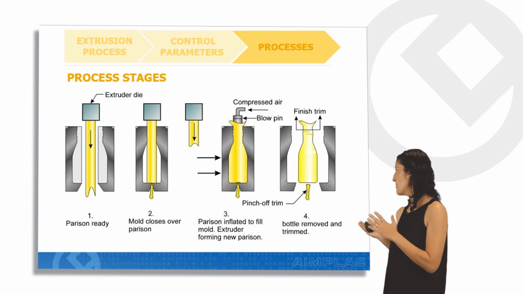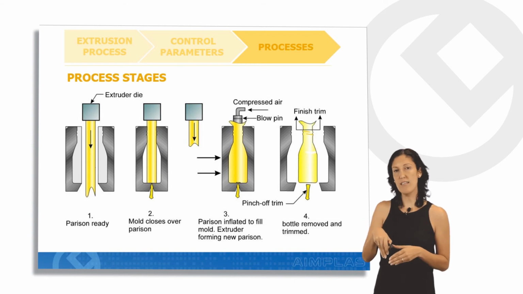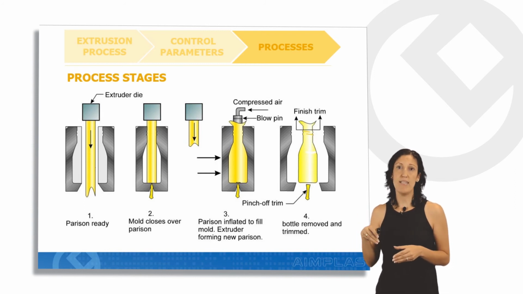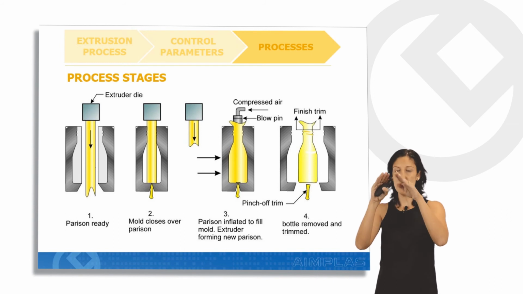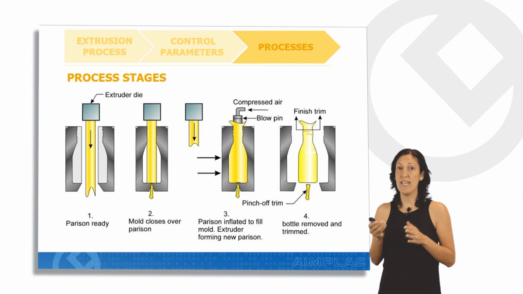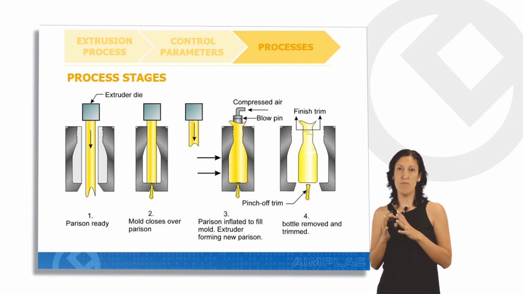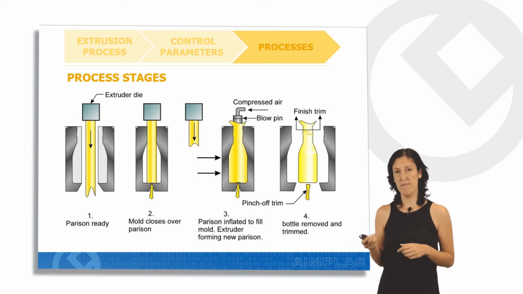Okay, this slide is just to give you an overview of the process stages. When the parison has the optimal length, the mold closes over the parison and the blow pin goes inside of the parison. The air is put inside of the parison in order to expand it, and this parison could copy the shape of the mold, the desired shape. And after that, the mold opens and the finished part is removed.